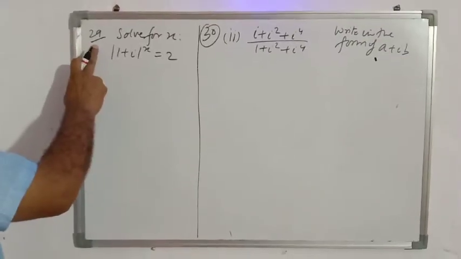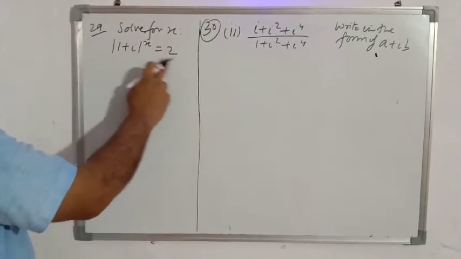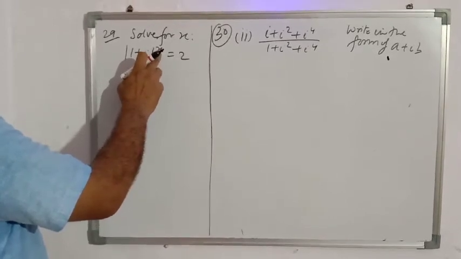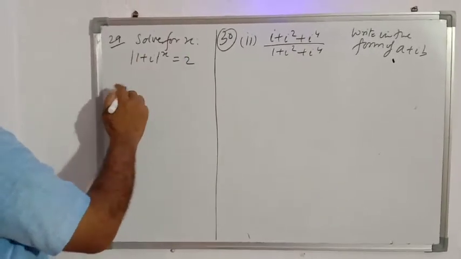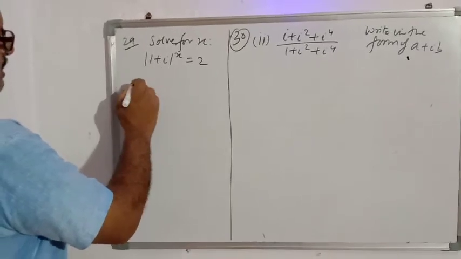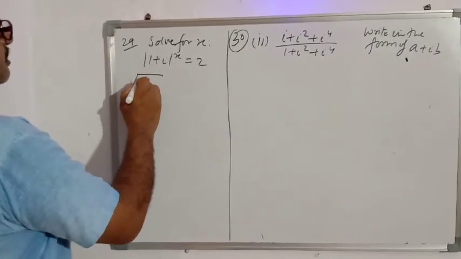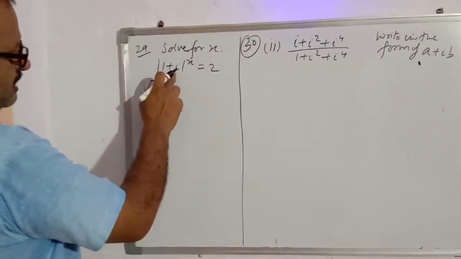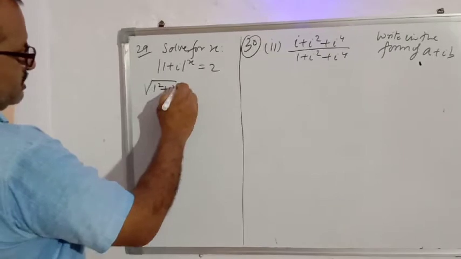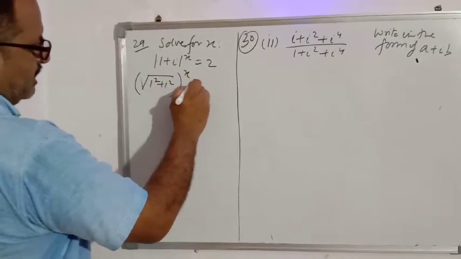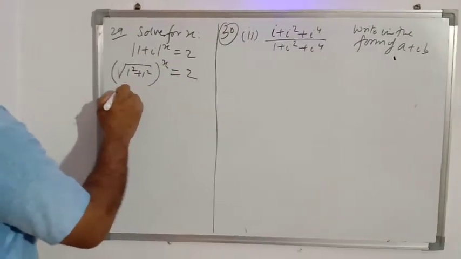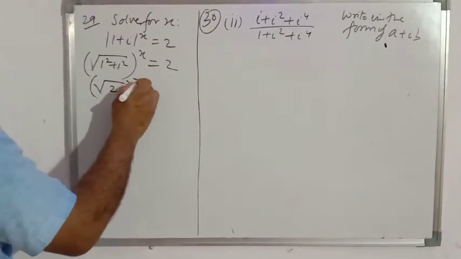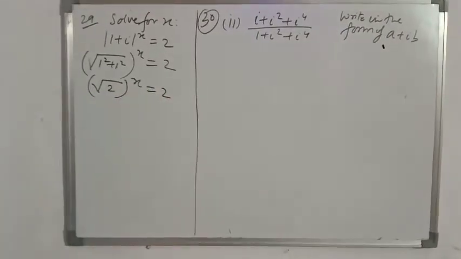See question number 29. Solve for x. This is the given equation: mod of 1 plus i, to the power x, is equal to 2. We have to find the value of x. What is mod of 1 plus i? Under root 1 square plus 1 square, where a is 1 and b, the coefficient of i, is 1. All to the power x is equal to 2. 1 square is 1, 1 square is 1. So root 2 to the power x is equal to 2.